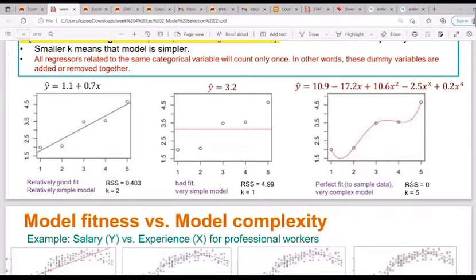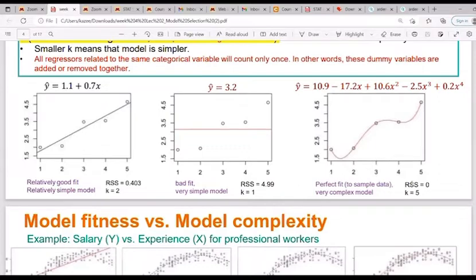This is overfitness now. Overfitness is not good. We don't want that in statistics. So right now, when the RSS is equal to 0, it means that the model actually overfits.